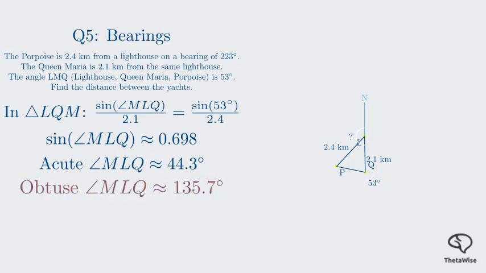The problem states the Porpoise is to the right of the lighthouse. Our bearing for the Porpoise is 223 degrees. To be to the right means the Queen Maria's bearing must be between 223 degrees and 223 plus 180, which is 403 degrees. So an angle of 44.3 degrees is correct. Now we find the bearing of the Queen Maria. The bearing is 223 degrees minus 44.3 degrees, which is 178.7 degrees. The angle PLQ equals 180 minus 223 minus 178.7, which equals 135.7 degrees.